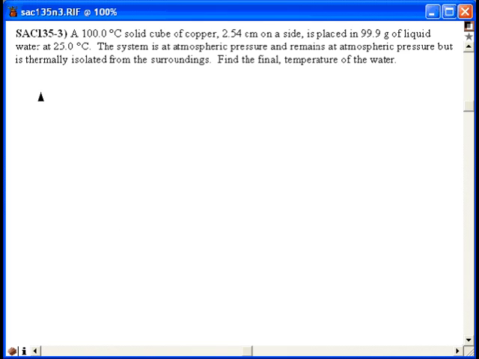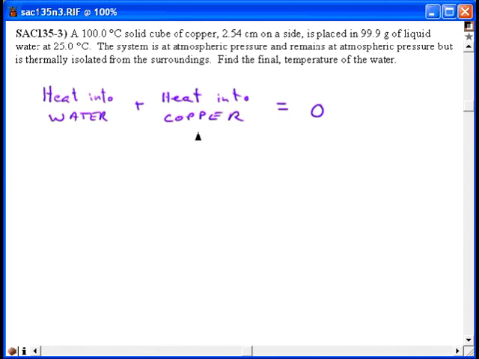Our bookkeeping equation is that heat into water plus heat into copper has got to be equal to 0. We expect a negative amount of heat flowing into the copper plus the positive amount of heat flowing into the water is going to be equal to 0. They're both going to have the same final temperature T.